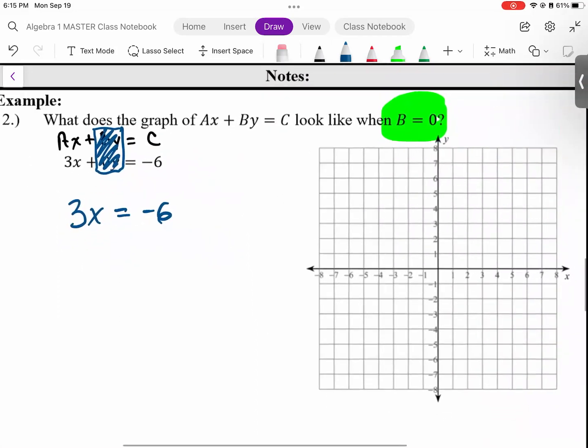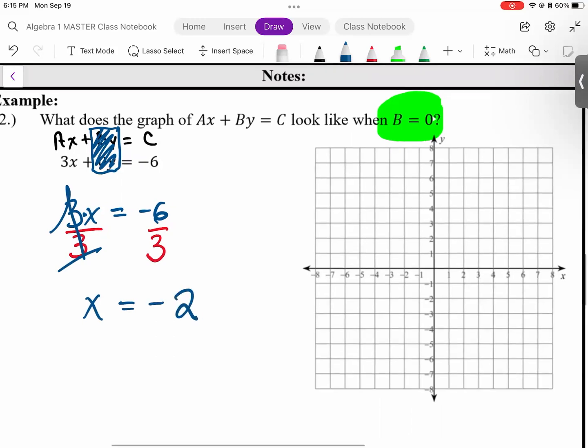And we're going to go ahead and try to graph this function. Now, remember, in this case, we don't have a y anymore. So we're going to be solving for x. 3 and x are multiplying each other. So to get rid of it, we're going to divide by 3. Now we're left with 1x, or x is equal to -6 divided by 3, which is -2.